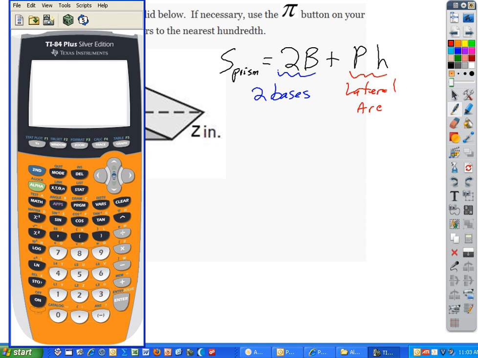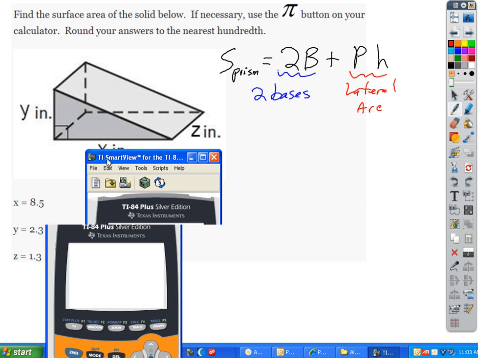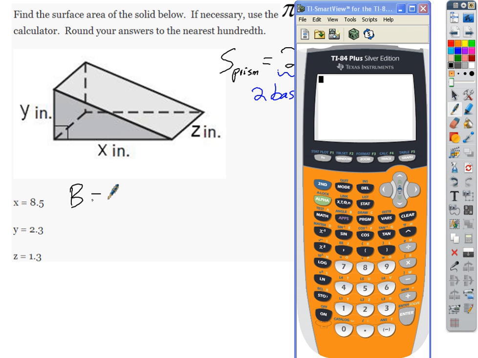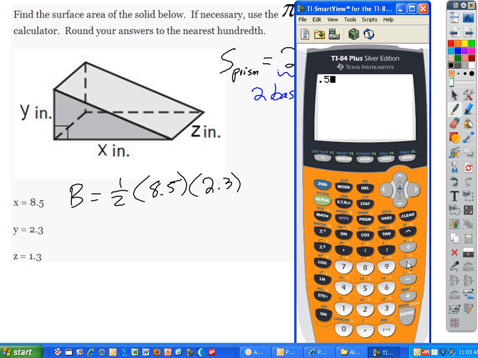So you already told me that to find the base area, we're just going to multiply 1/2 the base of the triangle times its height. Right, so we end up getting something like this. Base equals 1/2 times x, which is 8.5, times y, which is 2.3, and we can put that in our calculator or just go grab that number anytime we want to. So 0.5 times 8.5 times 2.3 is that. There it is. Now we've got it.